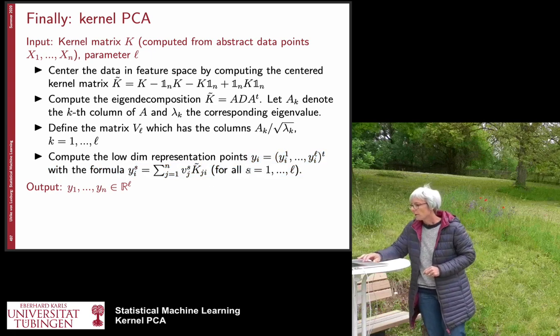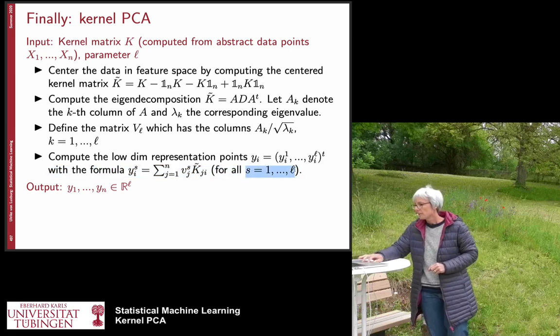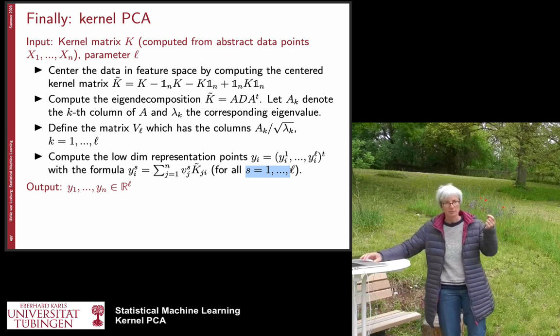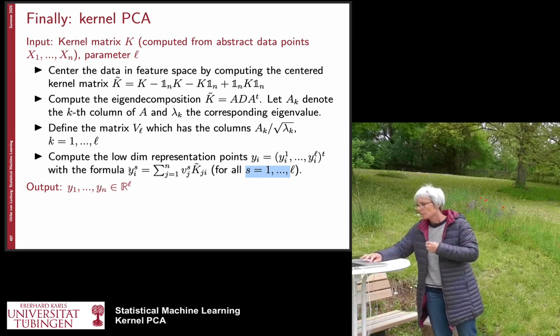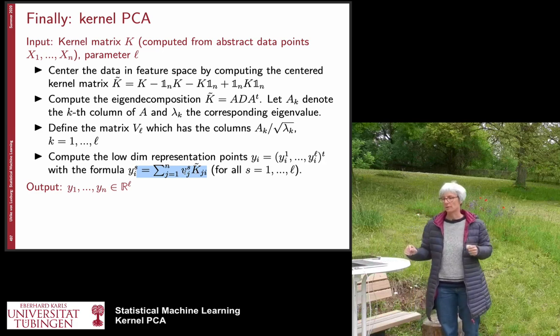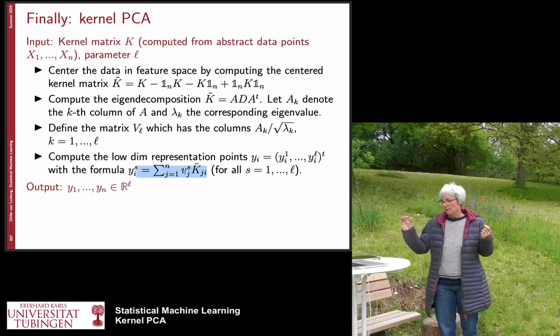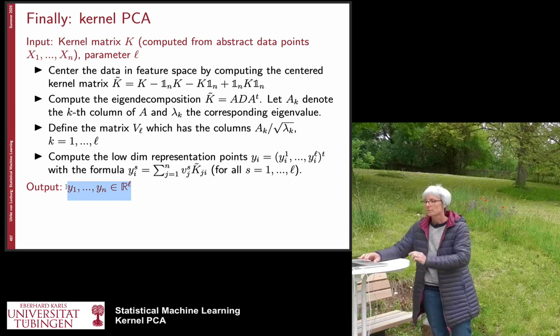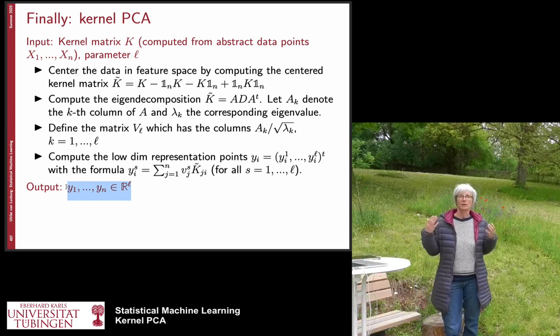So here I really did it explicitly, for all s between 1 and L. So s is now the coordinate, the s-th coordinate in the low dimensional space. You can compute it just by using the sum; this is the standard formula spelled out for individual coordinates. And then you can do that for all data points, of course, and your output is the new points, and they live in R^L.